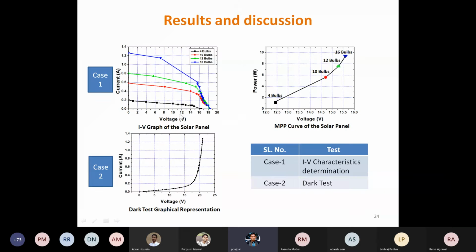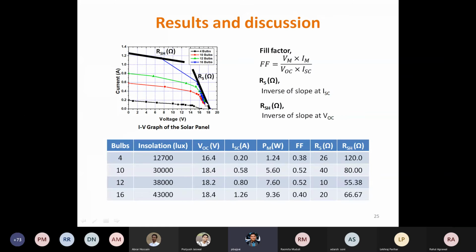And that's how we do these two cases, and this is the overall result which we have obtained. Here we have to understand a few factors. One of them is called the fill factor. Fill factor is different from efficiency. First of all, you should understand efficiency, as we define it, output upon input. But fill factor is the ratio of the maximum power, Vm into Im, divided by VOC into ISC.